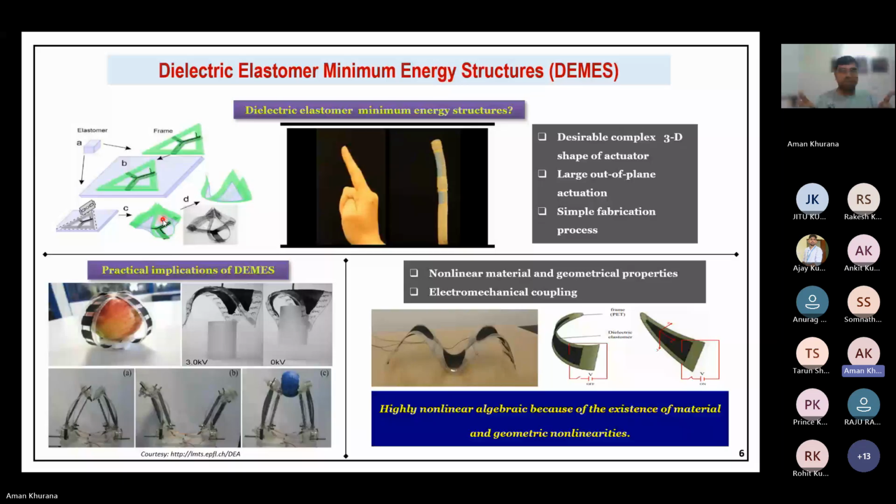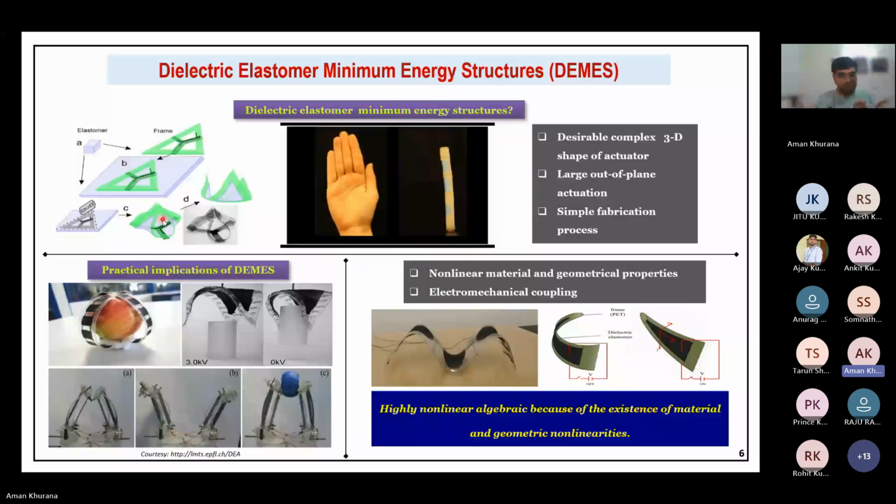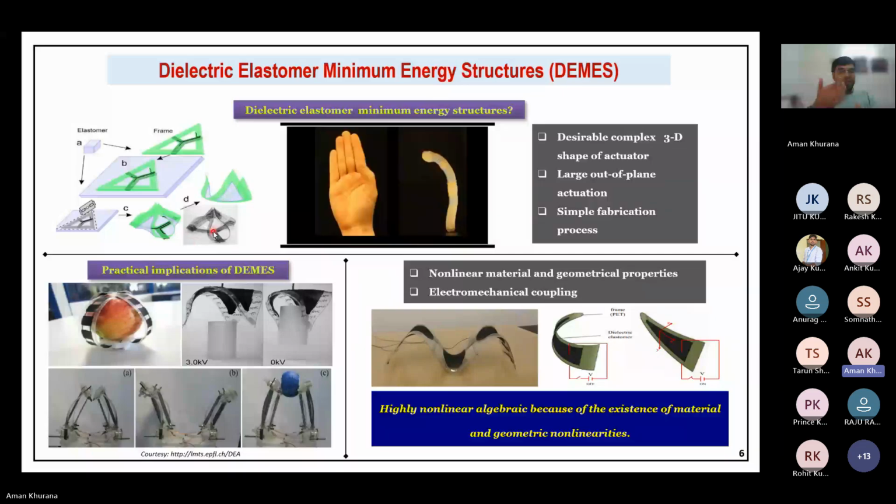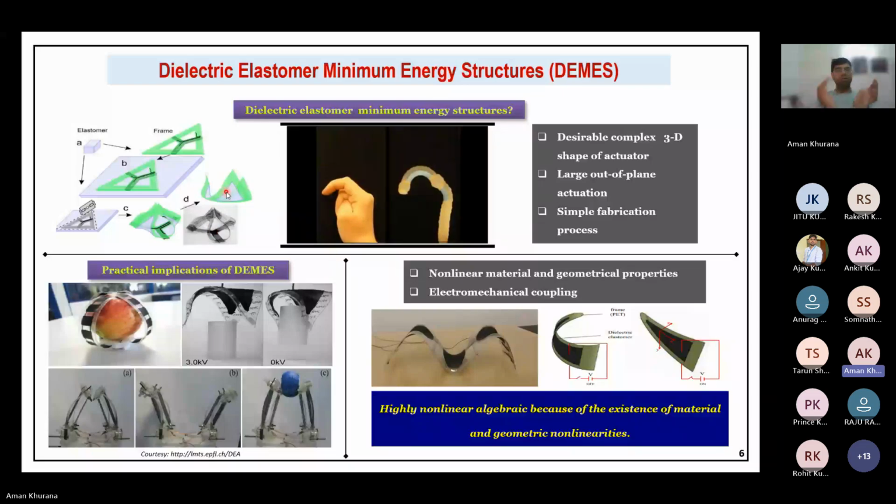Now in the second case, we are having a dielectric membrane. So we put active area by putting carbon grease and we applied the potential difference. So when we apply the potential difference, what is happening? Again, the strain energy will get stored in the membrane. So it will try to bring the structure to its original configuration. So this is the initial configuration. This is the final or actuated configuration where structure tries to go back to its original shape.